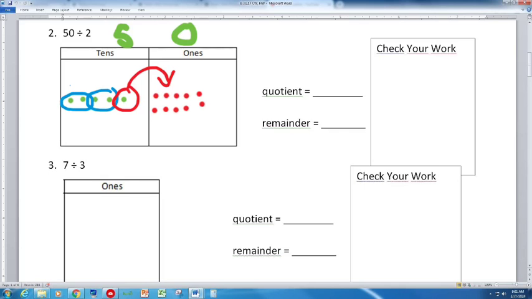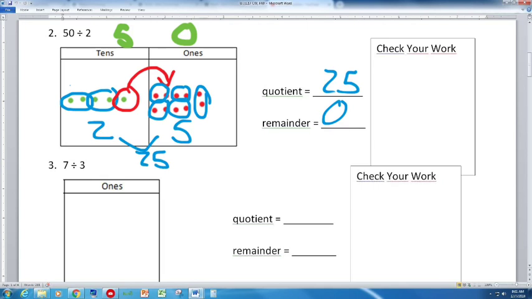Now we go ahead and we circle our groups again of 2. 1, 2, 3, 4, 5. So our answer is 2 and 5. Some students may be putting 2 and 0 in the remainder, but we also make sure they put the 5 too. Make sure they know this is one number, which is 25. 25 remainder 0. Check your work.